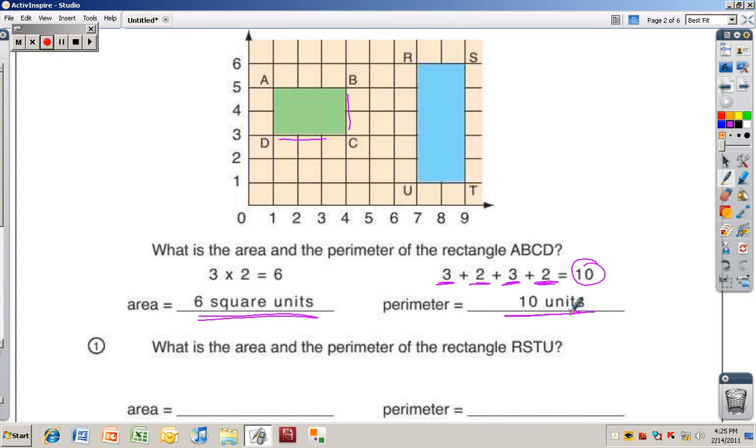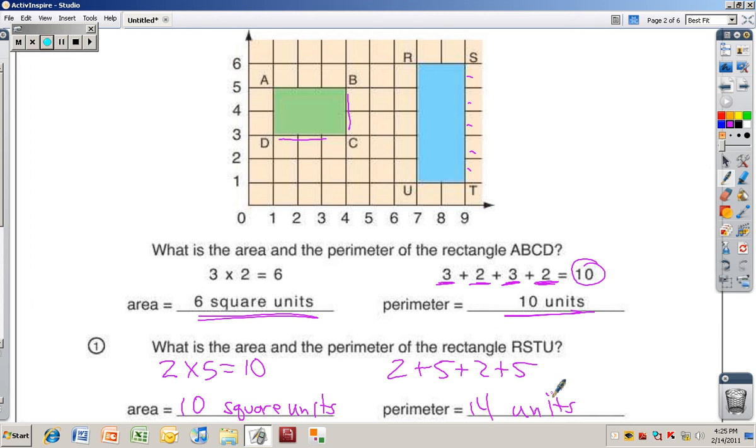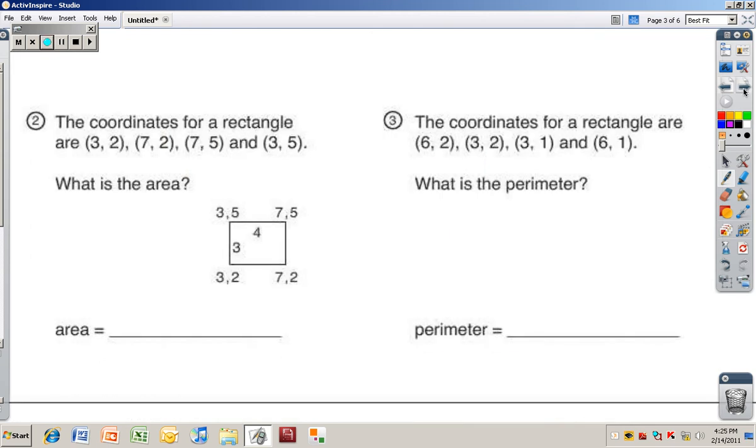Okay, the area of this one, you don't have to do it in the same order as I am, but 2 times 5. You can write 5 times 2. That's 10. So we write 10 square units. The perimeter is 2 and 5 and 2 and 5, which is 14 units. Don't write square on that because we're figuring out how long the line is that goes all the way around that shape.